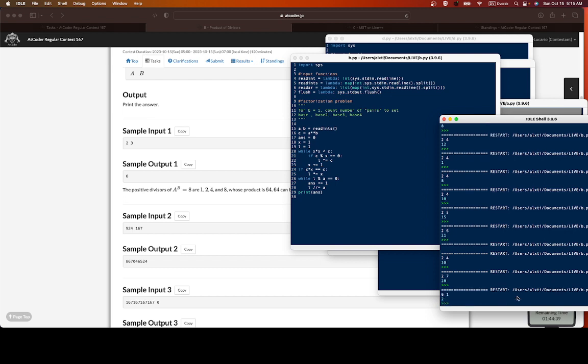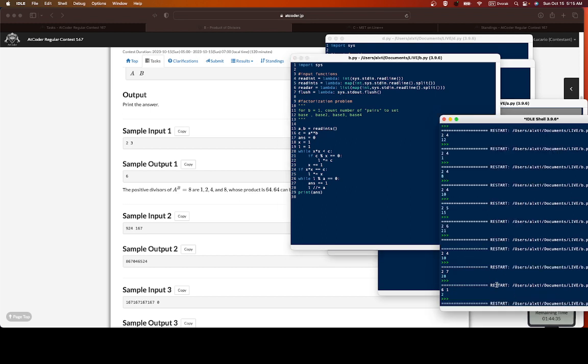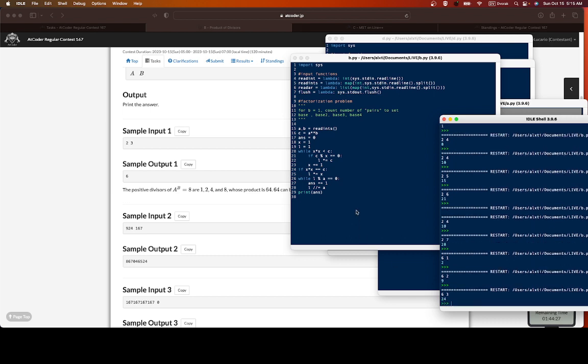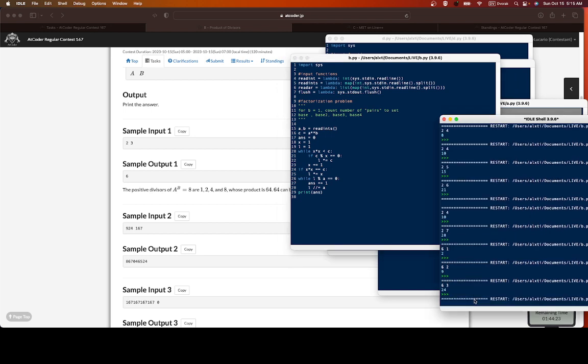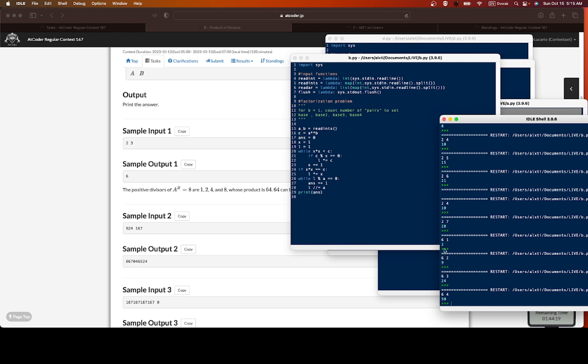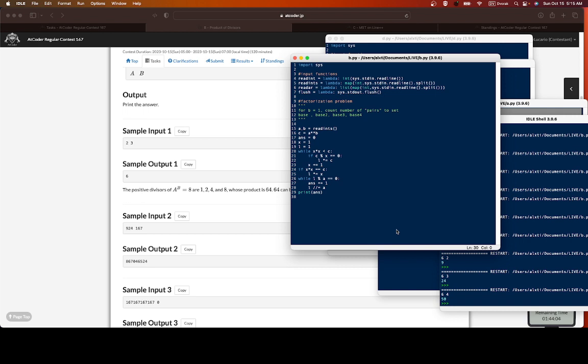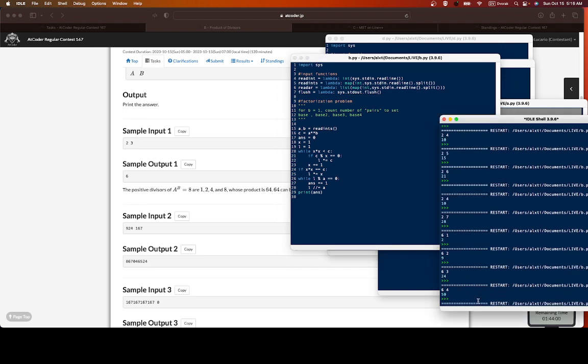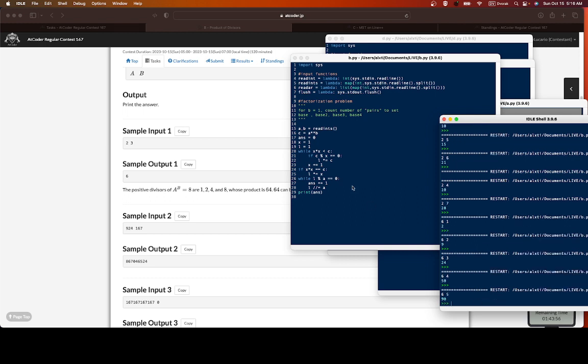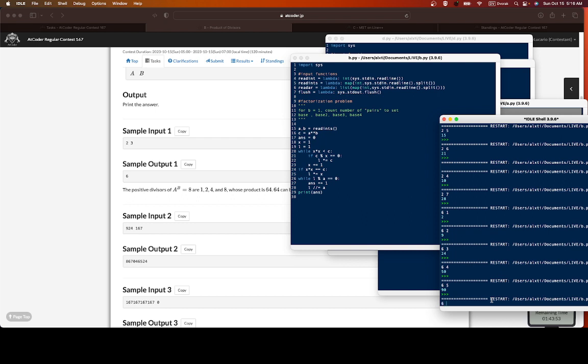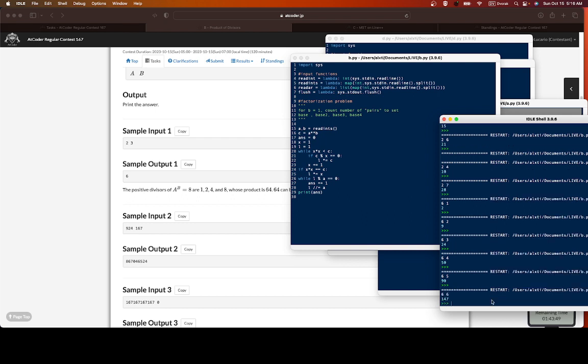Okay, let's try 6. So we got 1, 6, 2, 3. 2, 9, 24, 50. 2 times 1, 3 times 3, 4 times 6, 5 times 10, 6 times 15. 7 times 21. Okay, we're already starting to see some sort of pattern going on here.